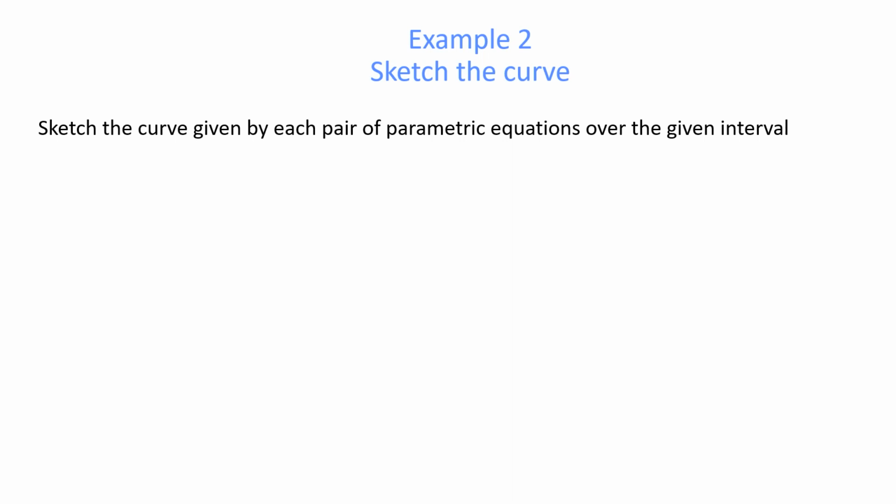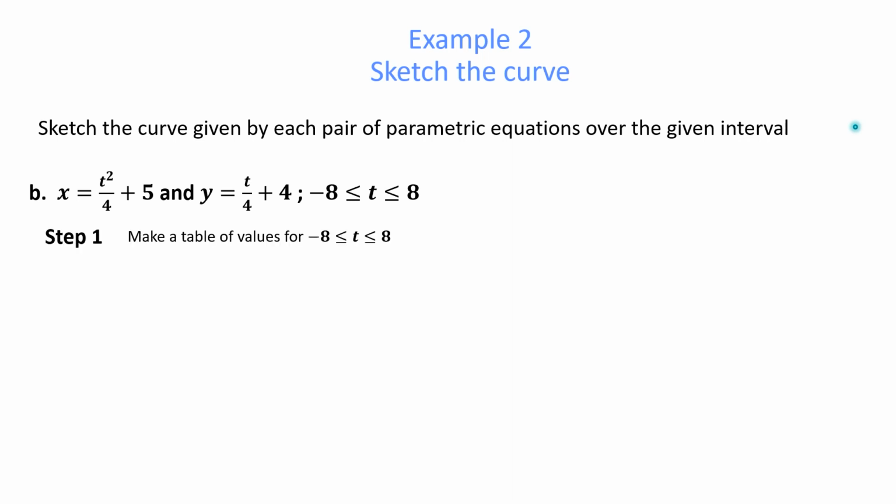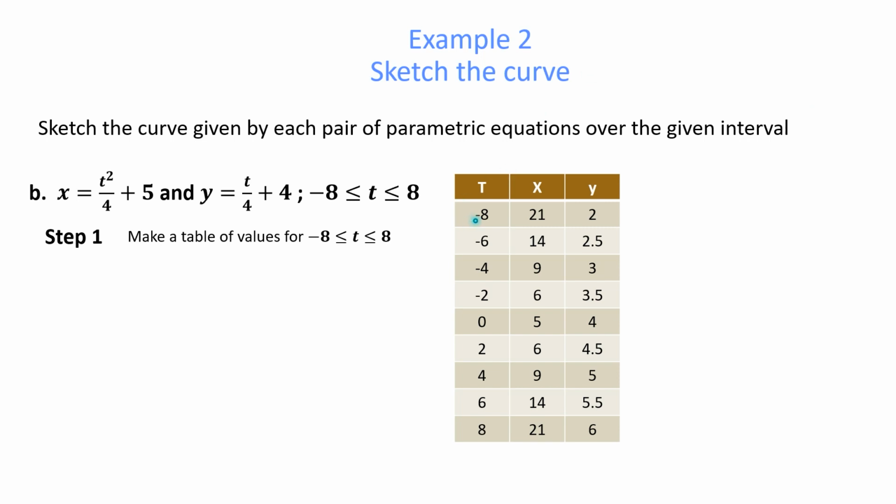Example 2. Sketch the curve. Sketch the curve given by each pair of parametric equations over the given interval. X equals t square upon 4 plus 5 and y equals t upon 4 plus 4, where t lies between minus 8 and plus 8. So the first step, we will make a table of all the values of t ranging from minus 8 to plus 8. When t is minus 8, x equals minus 8 the whole square upon 4 plus 5, which is equal to 21, and y equals minus 8 upon 4 plus 4, which is equal to 2.